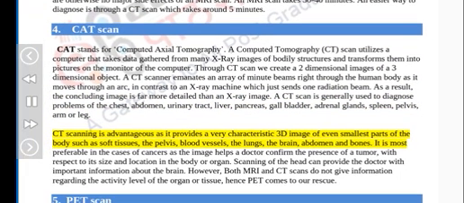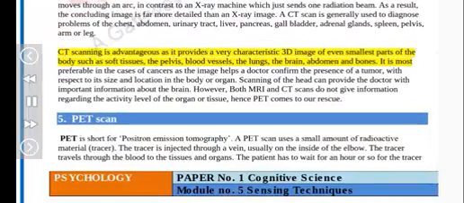CT scanning is advantageous as it provides a very characteristic 3D image of even the smallest parts of the body such as soft tissues, the pelvis, blood vessels, the lungs, the brain, abdomen and bones. It is most preferable in the cases of cancers as the image helps a doctor confirm the presence of a tumor, with respect to its size and location in the body or organ. Scanning of the head can provide the doctor with important information about the brain. However, both MRI and CT scans do not give information regarding the activity level of the organ or tissue, hence PET comes to our rescue.